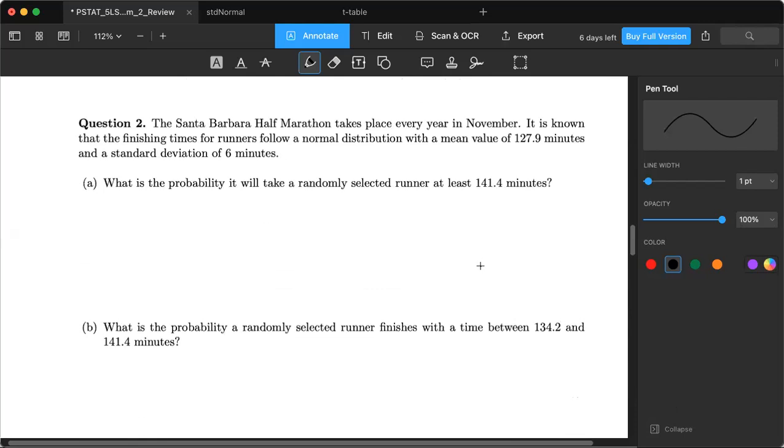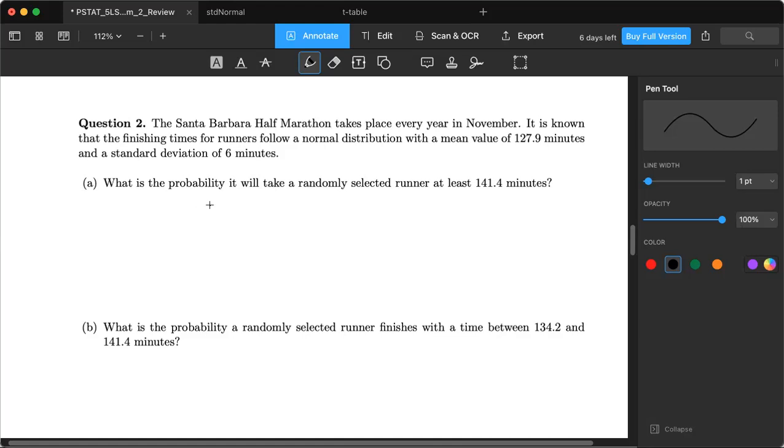Now let's move on. This is just a normal distribution type problem. So we have that the Santa Barbara half marathon takes place every year in November. It is known that the finishing times for runners follow a normal distribution with a mean value of 127.9 minutes and standard deviation of 6 minutes. So what is the probability that a randomly selected runner will run at least 141.4 minutes?